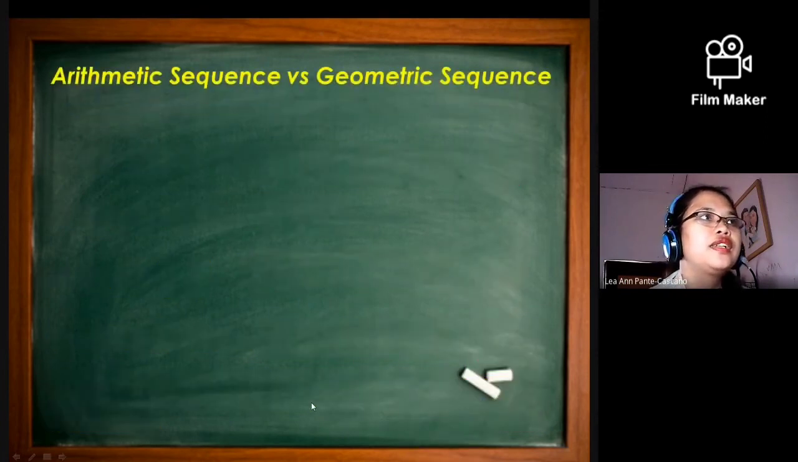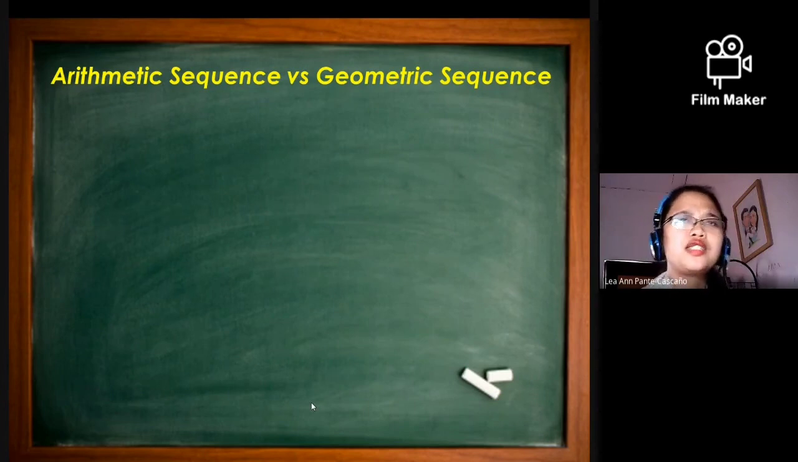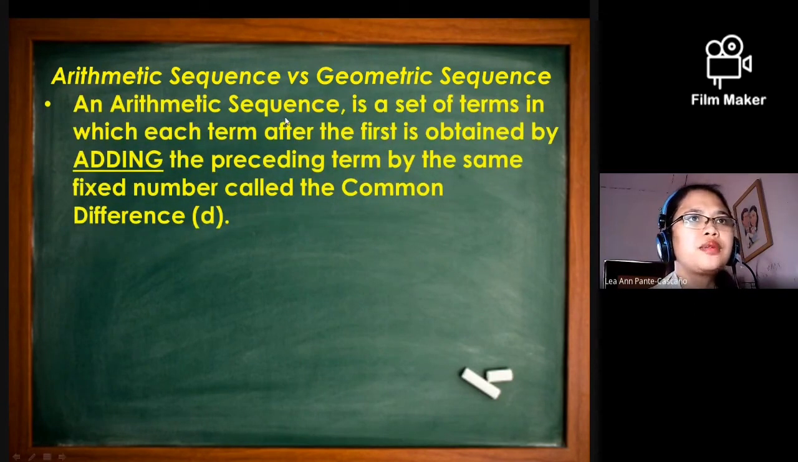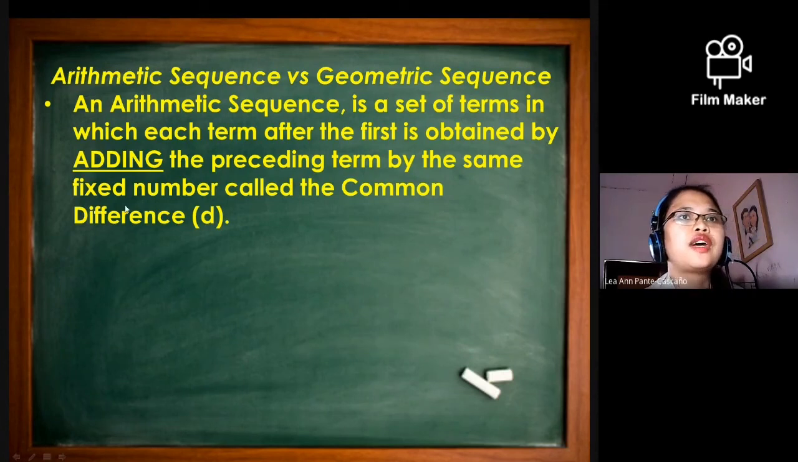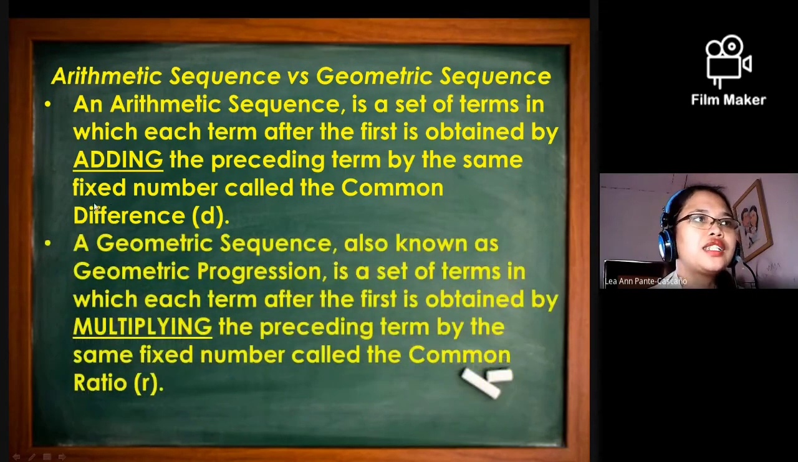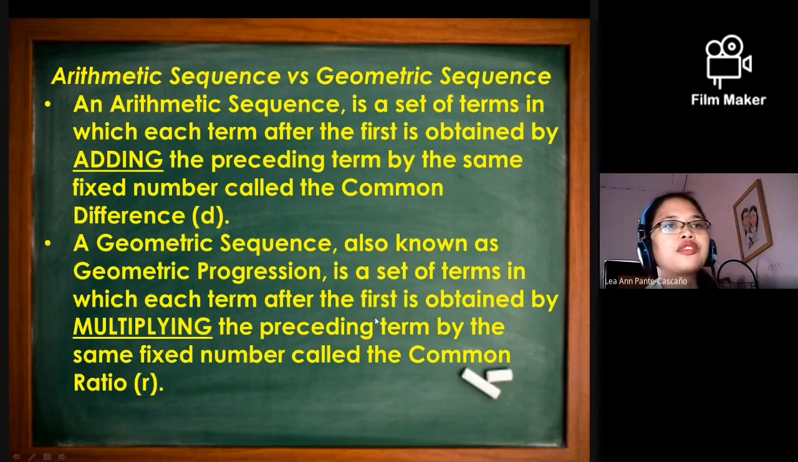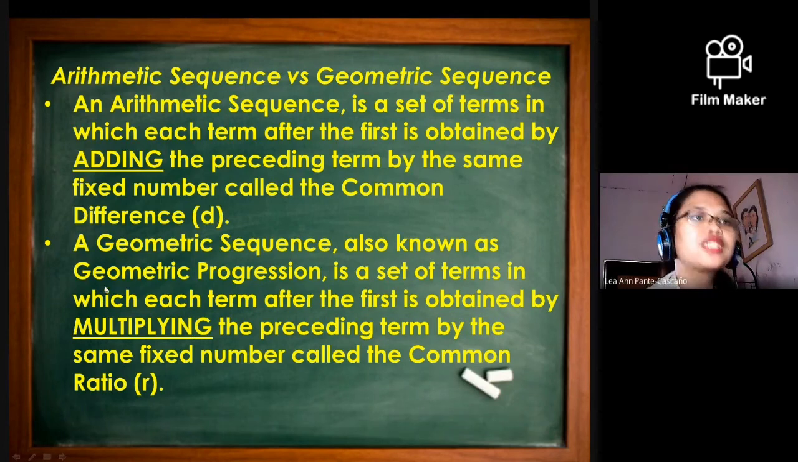Next. Now, let's see the difference between arithmetic sequence and geometric. Ano ba yung kaibahan ng ating geometric sequence at ng arithmetic sequence? Arithmetic sequence, set of terms in which each term after the first is obtained by adding to find the next term. At yung ina-add natin sa kanya yung fixed number na tinatawag na common difference. While geometric sequence, also known as geometric progression, is a set of terms in which each term after the first term is obtained by multiplying the preceding term by the fixed number called common ratio.